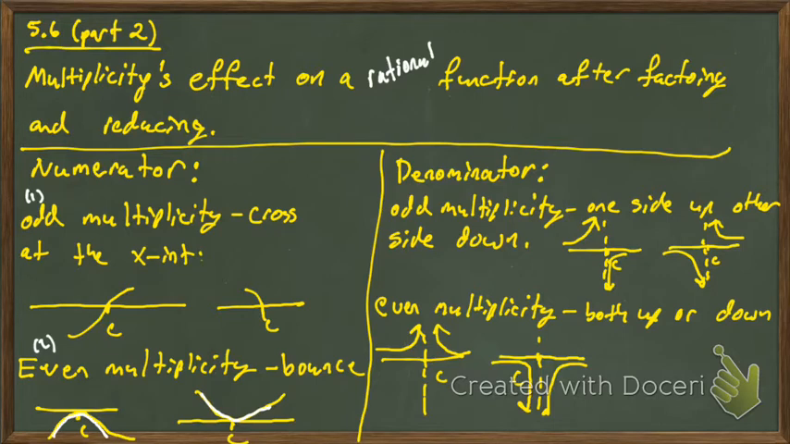For the denominator, if you have an odd multiplicity, so a multiplicity of 1, at your vertical asymptote one side goes up and the other goes down, or the other way around. If you have an even multiplicity, then both branches are going to go up, or both are going to go down. We won't get too heavy into it. It's more of, here's the graph of a rational function, can we come up with a possible formula for it? They'll keep things pretty basic. So let's try this out on a couple of rational functions.